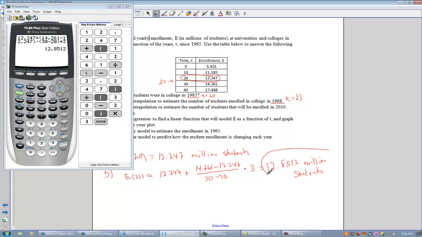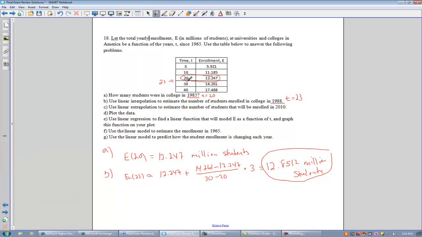And so that's my approximation for how many students were enrolled in 1988. This is called interpolation because I'm estimating inside my table. Part C says use linear extrapolation to estimate the number of students that will be enrolled in 2010. So 2010, this is t equals, well, we started at 65, so 35 gets me to 2000, and so this is actually t equals 45.